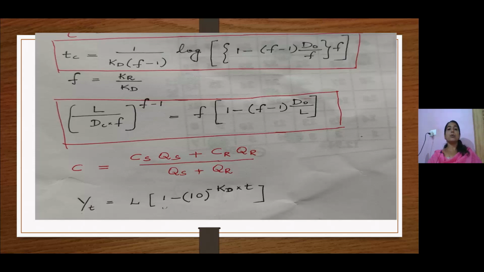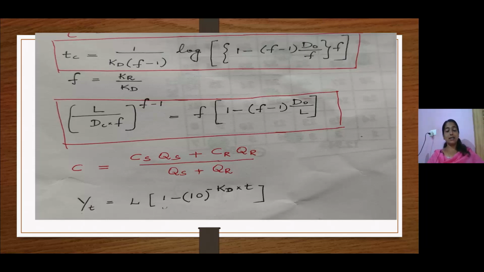That is Tc is equal to 1 divided by Kd into (F minus 1) into log of [1 minus (F minus 1) D0 by L] into F, where F is Kr divided by Kd. And the next equation is L divided by Dc into F raised to F minus 1, where Dc is the critical oxygen deficit. That is the maximum oxygen deficit during the self-purification process, equal to L by F into [1 minus (F minus 1) D0 by L].